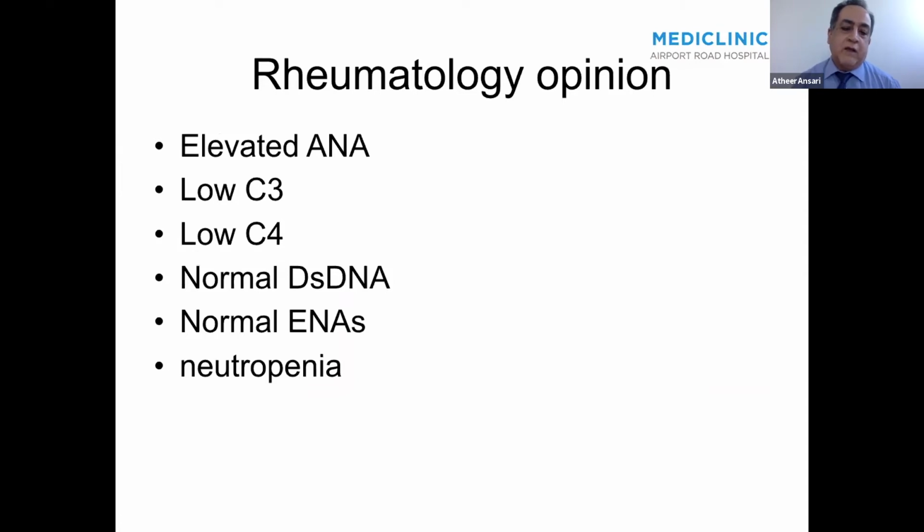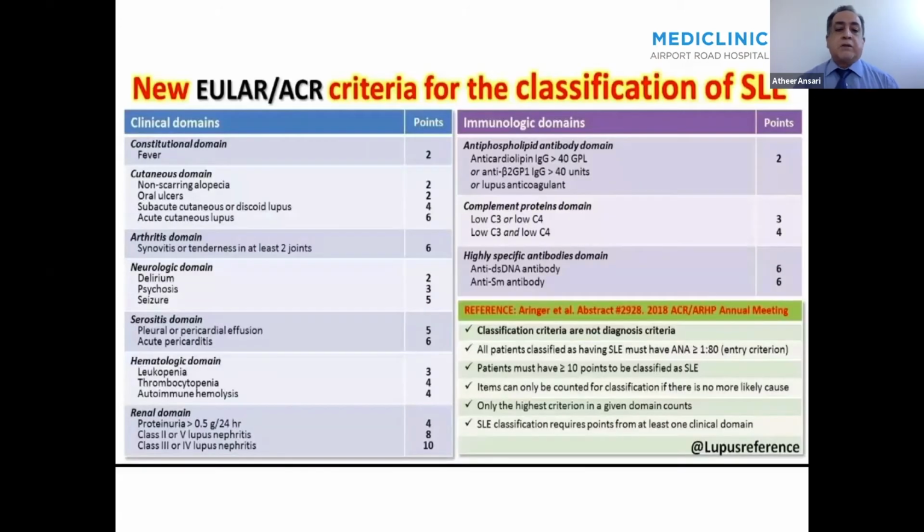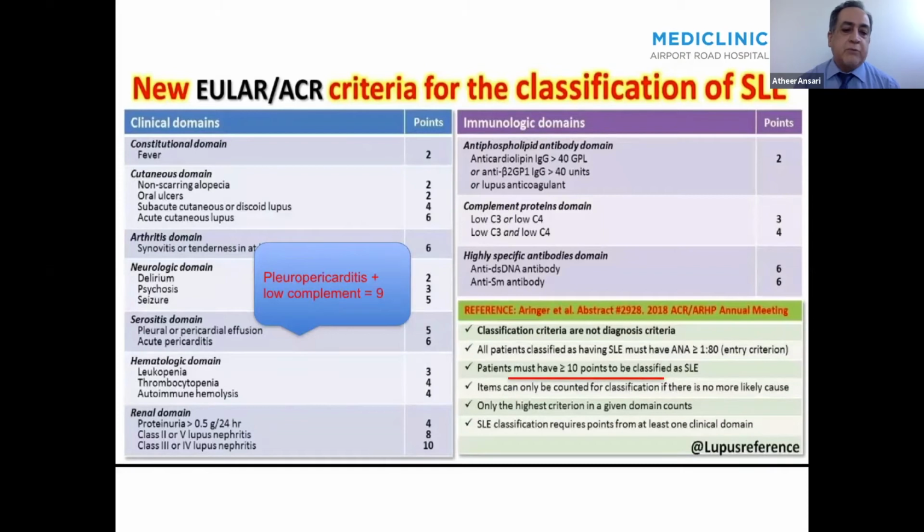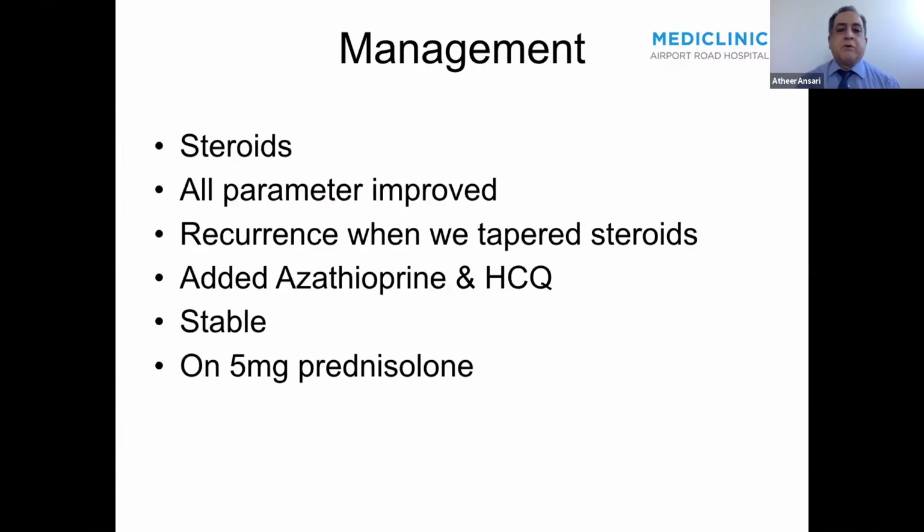We did ANA and found low C3, low C4 as well, and she has neutropenia. When you look at the classification criteria, where we need 10 points, we have nearly 8 or 9 points on this side. With the neutropenia, 3 points, we get 11 points. So that's what makes it a diagnosis, and we could prove that on the management platform. I told her, look, you look like you have lupus, and we gave her steroids. All parameters you can imagine, ESR, CRP, everything improved. Shortness of breath gone, no more accumulation of fluid.